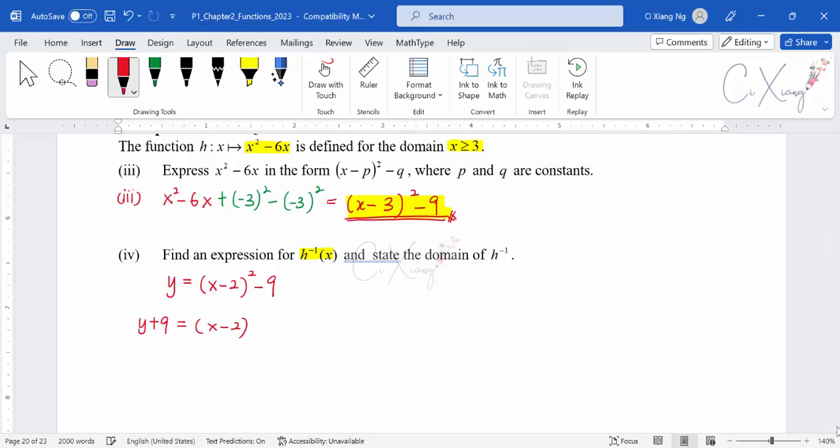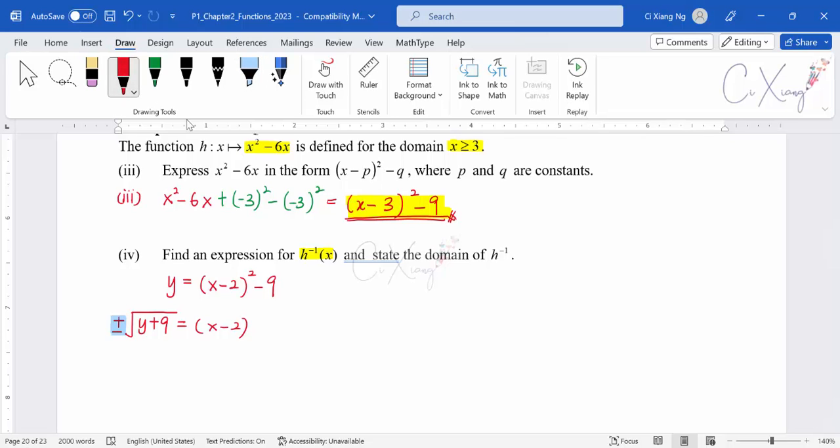And then when I want to make the square disappear, I need to take the square root, right? So when we take the square root, we have to include both the plus and minus sign. You can see that the plus and minus sign is very important here. Please make sure that you include it in your solution. When you take the square root on your own, you need to consider both plus and minus signs.